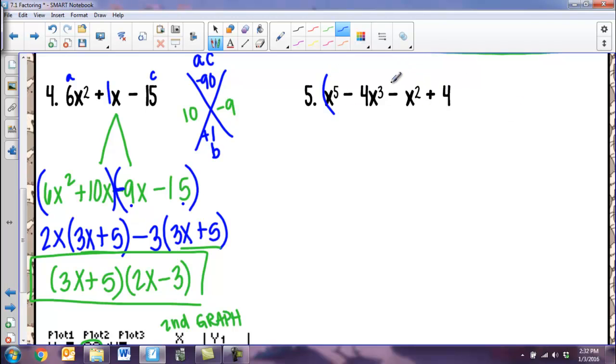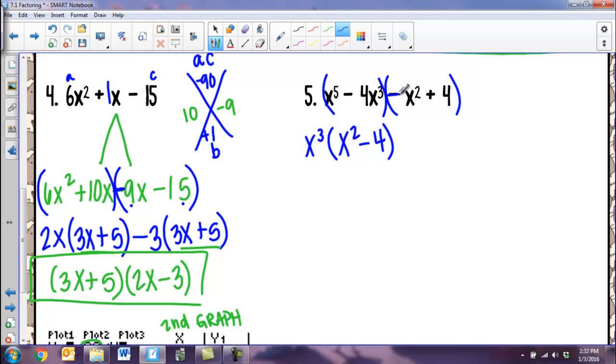So I'm going to group the first 2 and group the last 2. Then you just find your GCF between them. So you have x to the 5 and x to the 3, which means the highest power of x that you can take out is x to the 3. You think about what's left over: I took out 3 x's, so I get 2 x's left, and then just a 4.